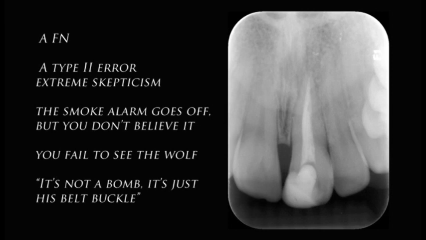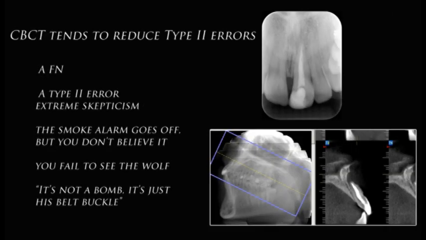Using the screening at the airport, the alarm goes off. You look at the guy, he's got a huge belt buckle. Oh, he doesn't have a bomb. It's a false alarm. Okay? Extreme skepticism about the result of a test. That's a type 2 error, an error of the second kind.